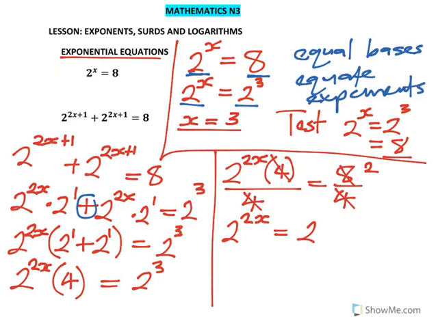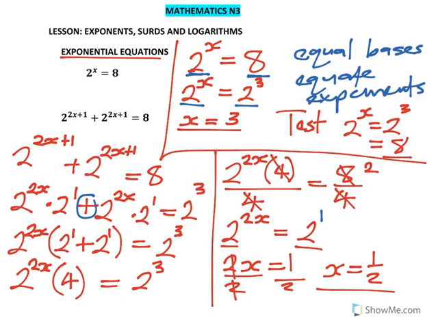Now you can put 2 as 2 to the power 1. Now look at it, the bases are now the same. It means 2x is equal to 1. What you do, you divide both sides by 2, and then you get your x is equal to a half. Then that becomes the final answer.